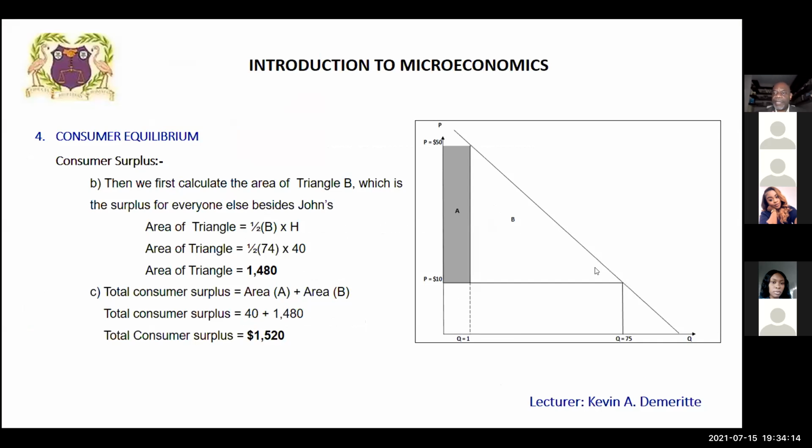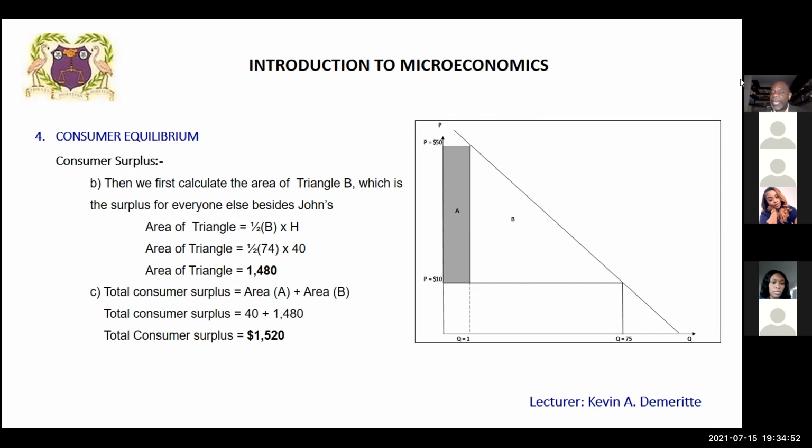So we're saying total consumer surplus is the area that we've designated A, which is John's surplus, plus the area B, which is everyone else. So we need to calculate our total area, A plus B, and that's going to give us our total consumer surplus. We calculated John's, which we said is 40. The area of a triangle, if you recall from your high school days, is half the base times the height.